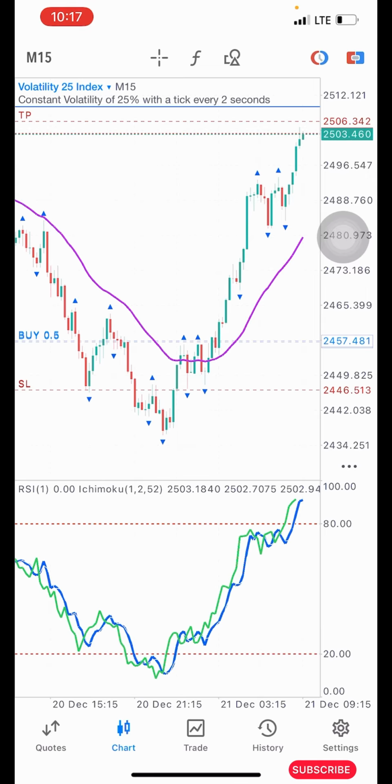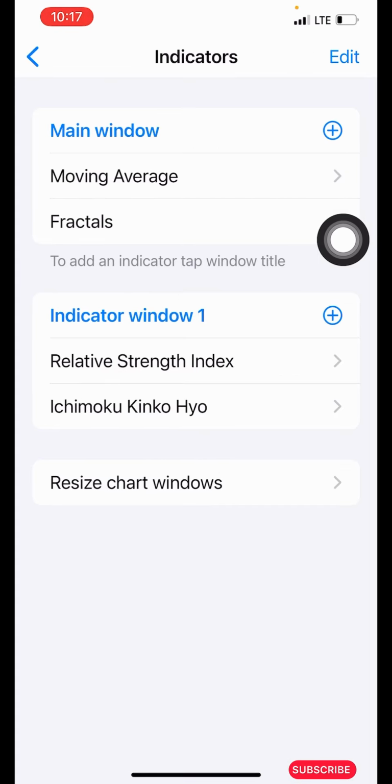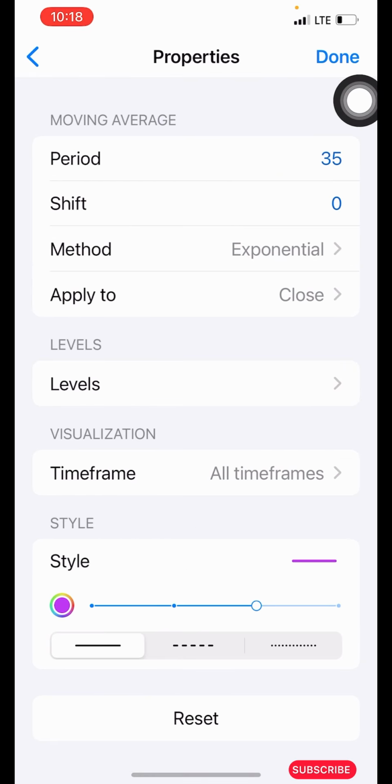Before I go, I almost forgot the indicator setup. Let me quickly share it with you guys. So you are going to first of all click on this F icon. All right, now you can see we have about 4 indicators here. The moving average, I forgot to make mention of the use of the fractal, but it's not that important, so no need, right? So you are going to click on the main window plus icon, then you search for your moving average. These are the properties.